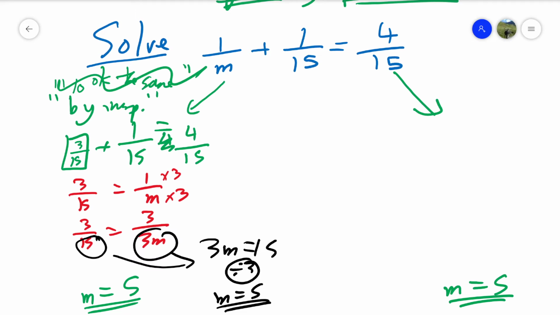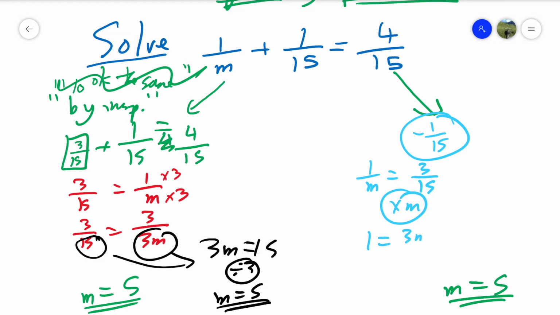However, that's a bit fiddly. So to be honest, I'm not sure that's the best way. I wonder if the best approach here is, let's say minus 1/15 from both sides, which gives us 1 over m equals 3 over 15. Then we could times both sides by m, which gives us 1 equals 3m over 15. And then we could times both sides by 15, which gives us 15 equals 3m. And then basically we're going to end up at m equals 3.